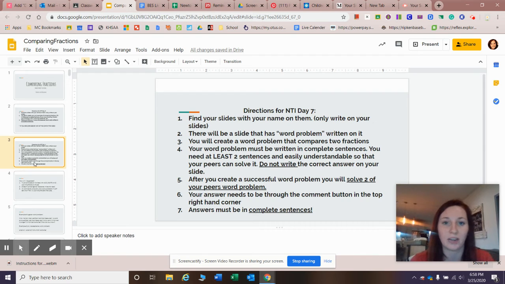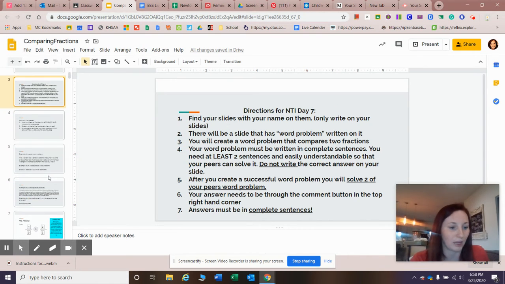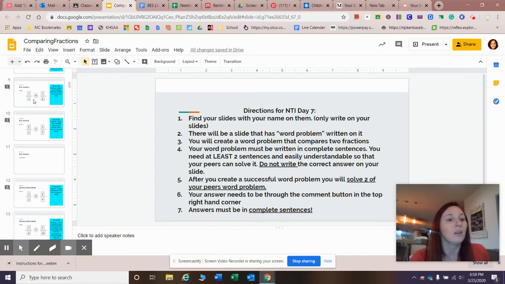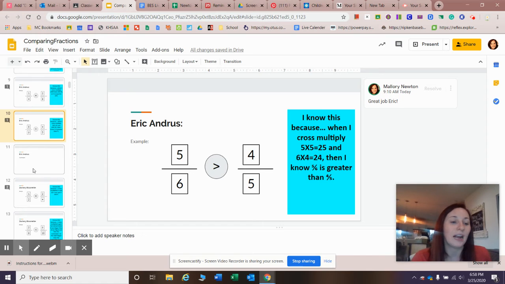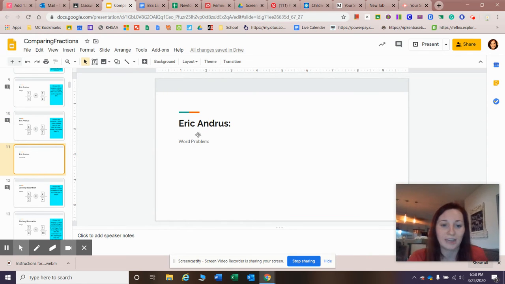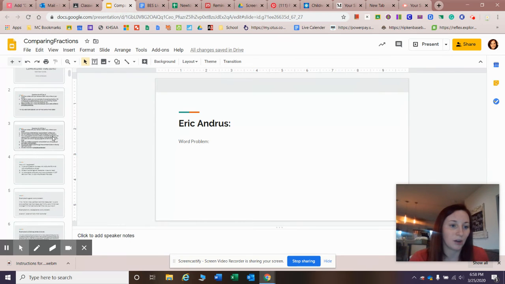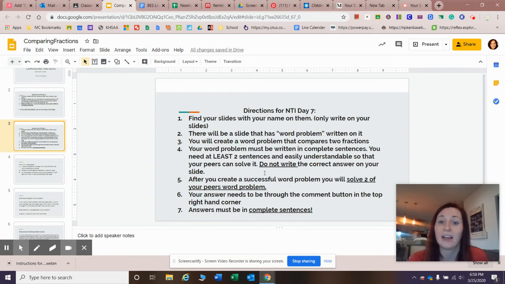This is directions for today, NTI Day 7. Number 1, find your slides with your name on them. Only write on your slides. You guys did a good job of that, only writing on your slides, which I appreciate. So let's look at Eric's. Here's Eric's example, and then look, he has another slide now. It says Eric Andrus word problem. Let's go back up to our directions. It says there will be a slide that has word problem written on it. We just found that.